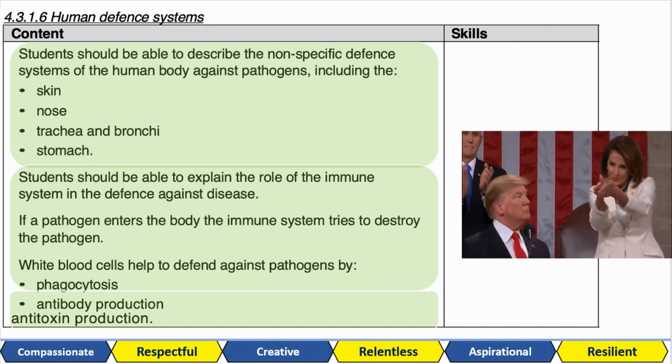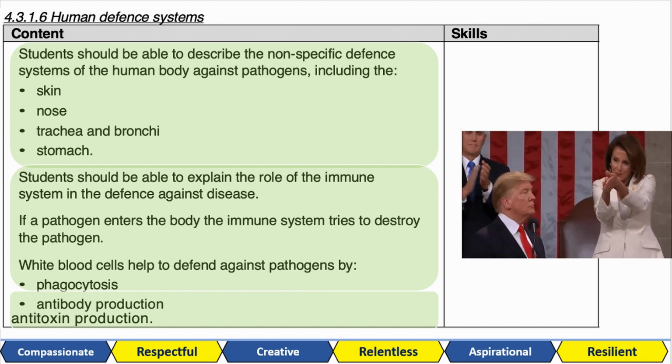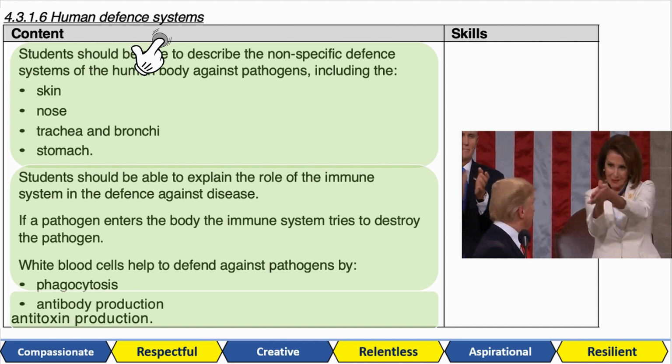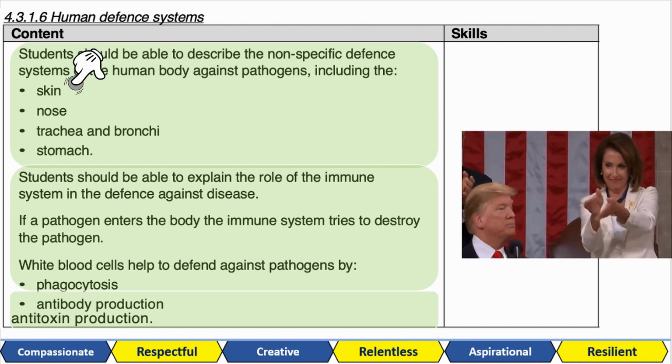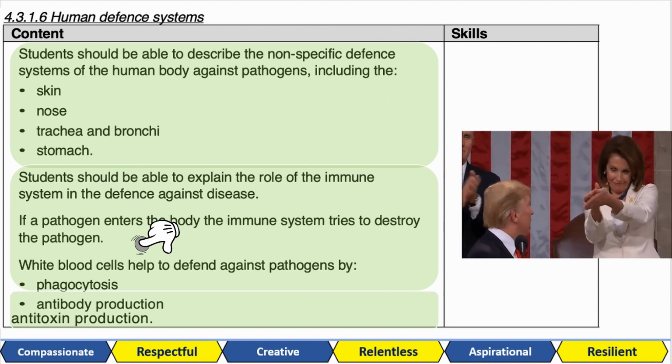And would you look at that? Lesson done. Fatality. We looked at the human defense system. In particular, we looked at the skin, the nose, the trachea, the stomach, and the many functions of your white blood cells.